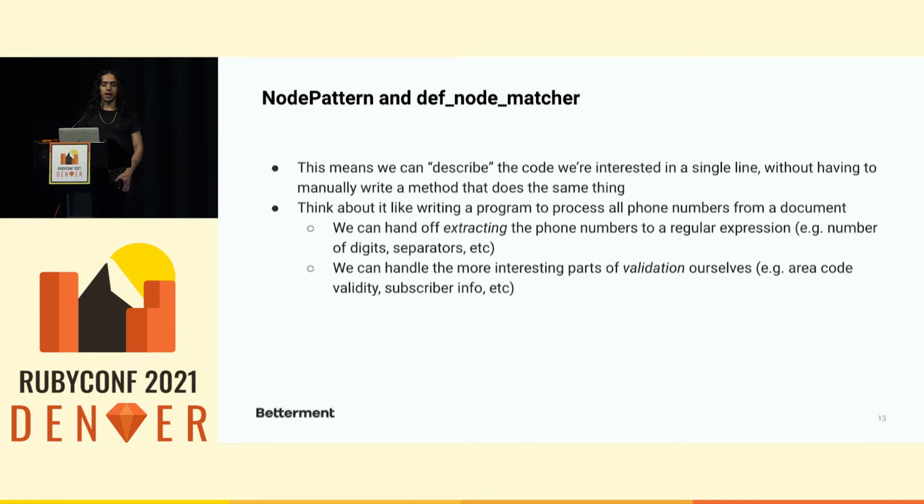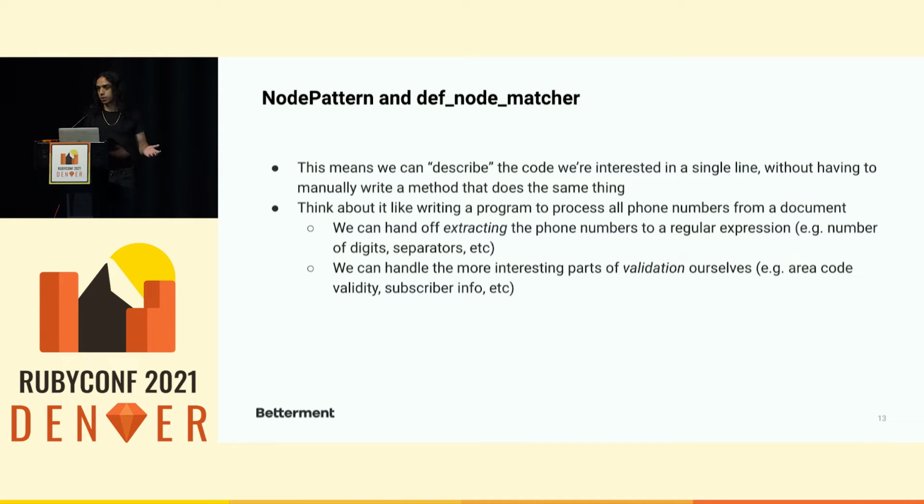So think of def node matcher as a simple wrapper for node pattern. It makes it easy to say, I've got one line that defines what my code looks like, and Rubocop knows to look there. I like to think of it kind of as writing a program to process phone numbers in a document, where you break it up into extracting phone numbers and then processing phone numbers. Def node matcher is the one that's doing the extracting.